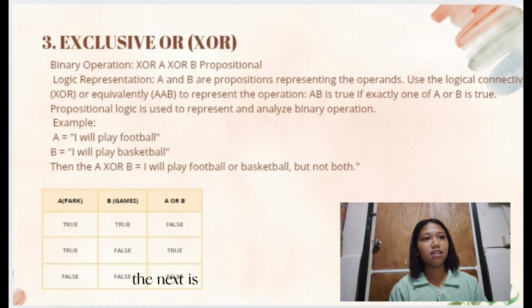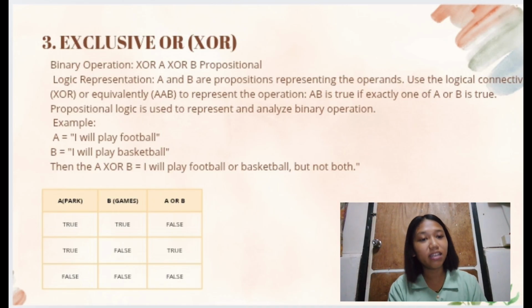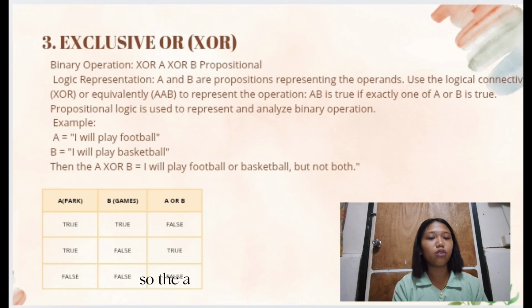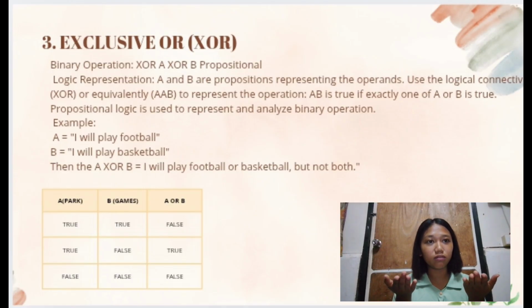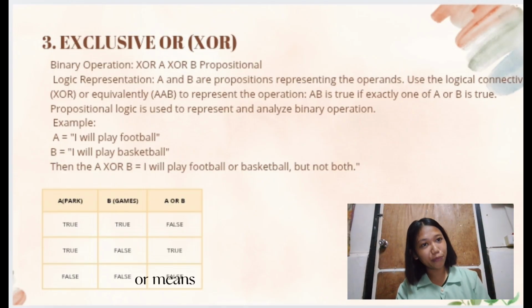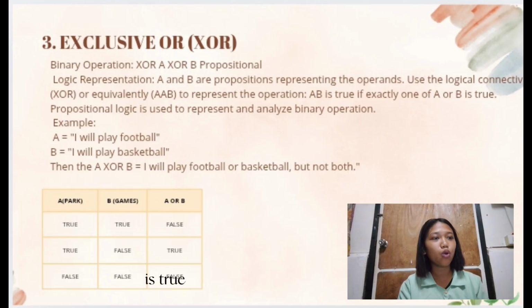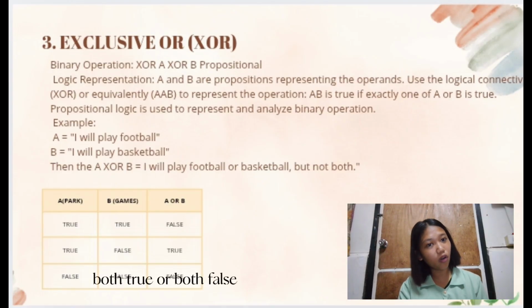The next example: if you join football, then it is true, but you didn't join basketball, then it is false. So A XOR B is true because the rule of exclusive or is you can join football or basketball but not both. So exclusive or means a statement is true only when exactly one part is true. It is false when both parts are the same, both true or both false.